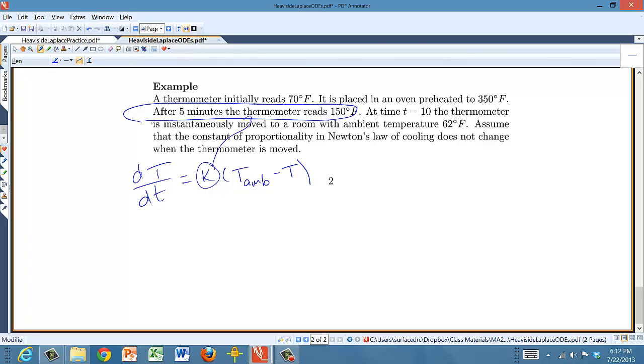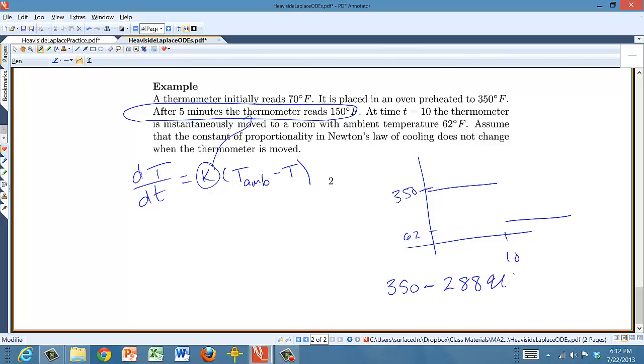The point is, how do we use Heaviside functions to set things up? What I want to talk about is the ambient temperature. We're used to the ambient temperature being a constant. Let's see what happens if the ambient temperature changes. So as far as our thermometer is concerned, the ambient temperature changes from 350 degrees Fahrenheit. It changes at time 10 down to 62 degrees Fahrenheit. So it starts out at 350, and at time 10 it changes to be 62 degrees Fahrenheit. We can represent this. This is 350 minus, how much is that? That's 288, times the Heaviside function shifted by 10. So this is the ambient temperature.